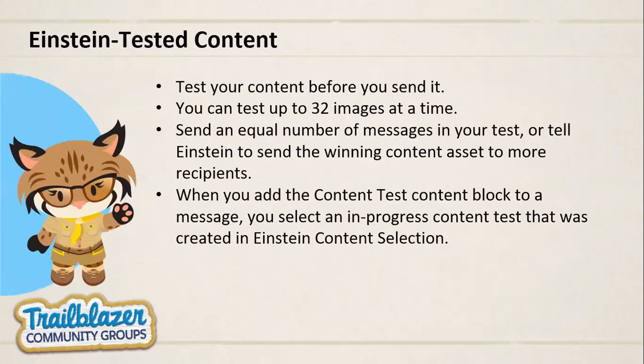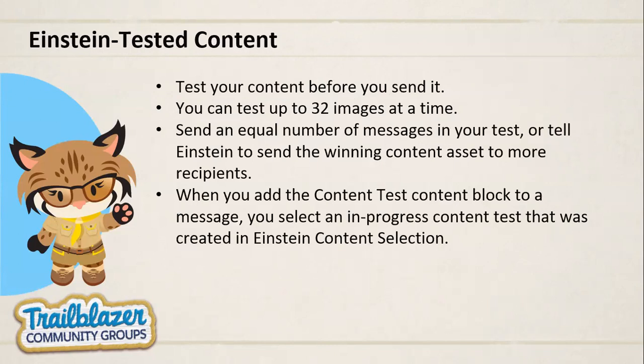So the other one is Einstein tested content. So you can test up to 32 images at a time. So before you send out any of the content, you can utilize it to test. Okay. So when you test it, it's a similar kind of A/B testing.